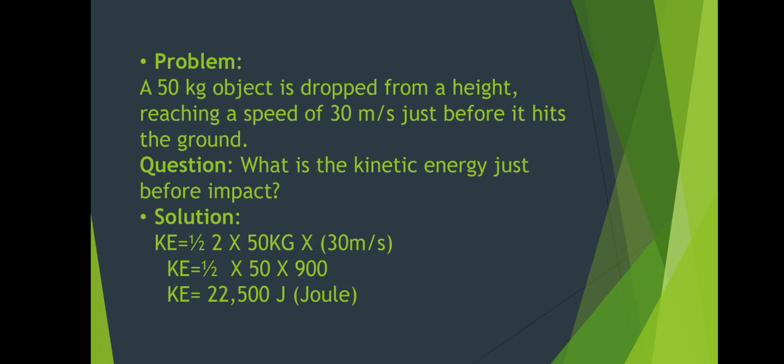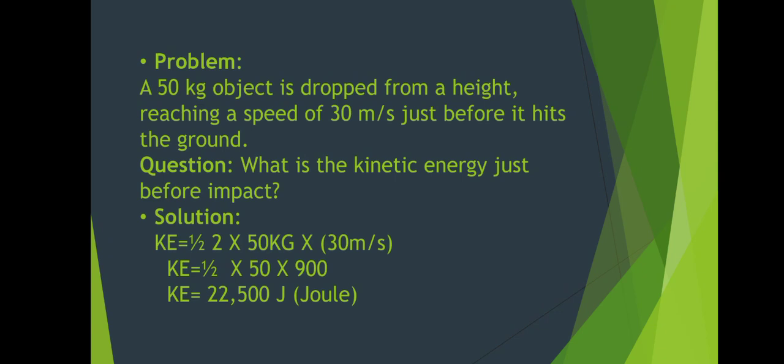You can see here is written kinetic energy equals to half into 50 kg into 30 meter per second square. Then kinetic energy equals to half into 50 into 900. Here if you calculate that, half into 50 into 900 becomes 22,500 joule. We know the unit of kinetic energy is joule, so that is a very easy problem to solve. Just you need to use the units, the number, the amount in the formula of kinetic energy.